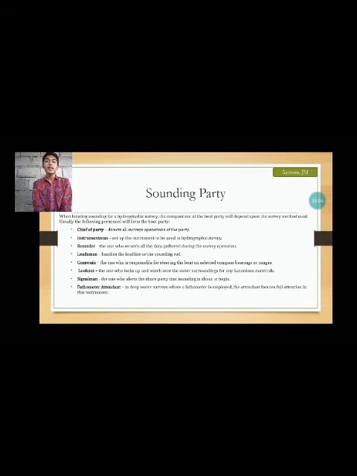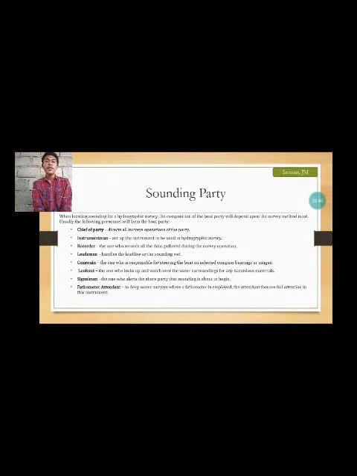Okay, so next, the lookout. The one who looks out and watches over the water surroundings for any hazardous materials. So he is in charge of the safety of the party. Okay, so next is the signalman, the one who alerts the shore party that the sounding is about to begin. So he is the one who signals the party that the sounding is about to begin.